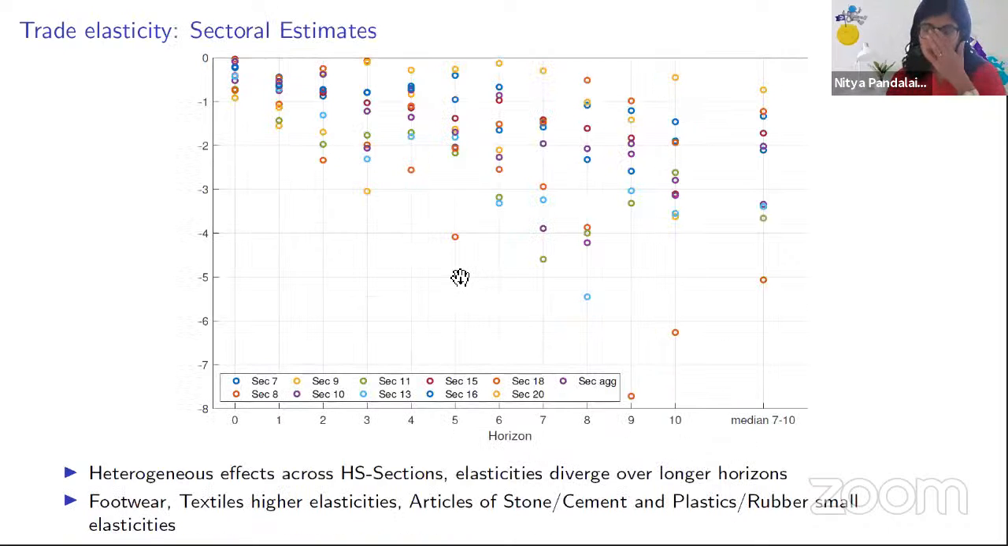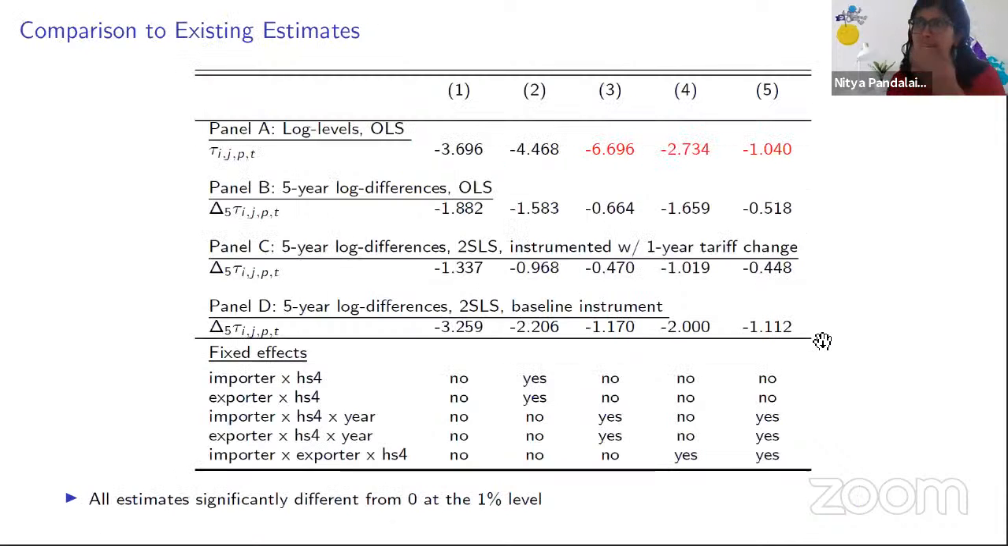Our baseline is a single elasticity across all products, but we can also do this with sectoral variation. We see a similar path, but obviously there's heterogeneity across sectors. But let me spend my last minute talking really about why we get such low numbers. Okay, and so the panel here, this table here, I want to focus on panel A. What I'm doing here is running a conventional log levels OLS gravity estimation on our data. Okay, and column 3 in particular is the conventional log levels OLS estimation of the trade elasticity using the standard multilateral resistance fixed effects.